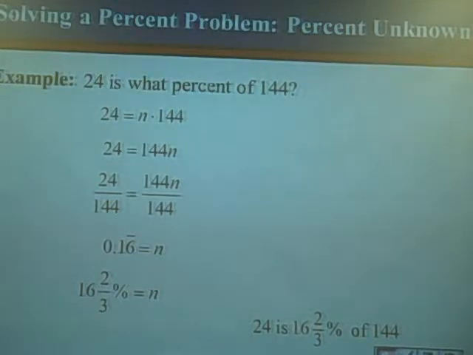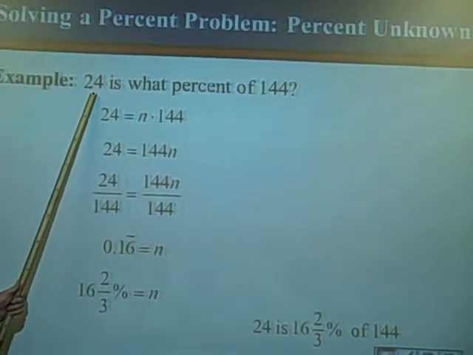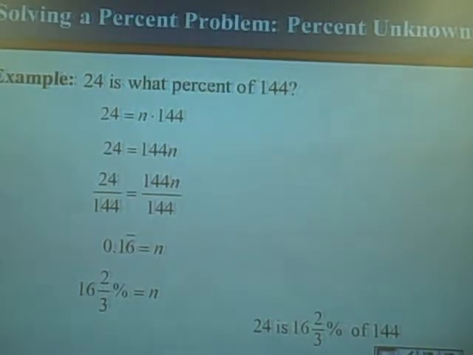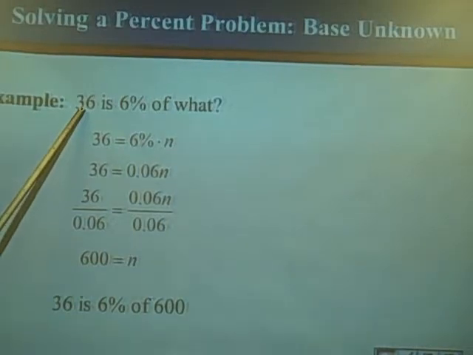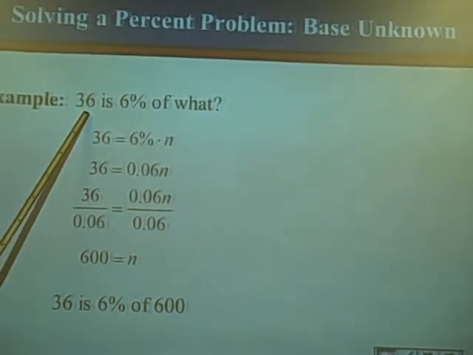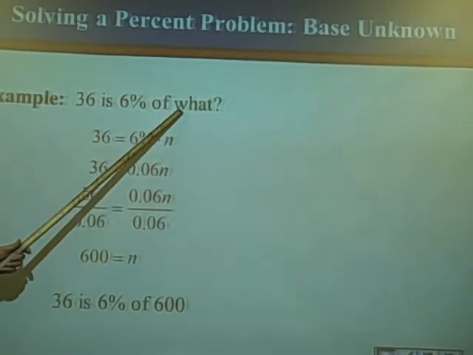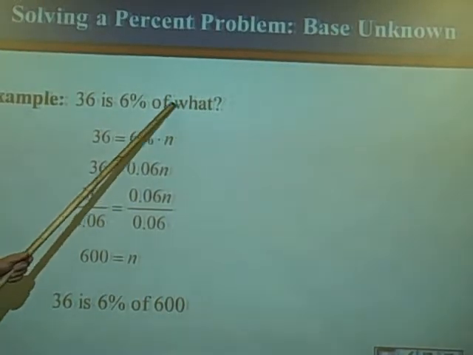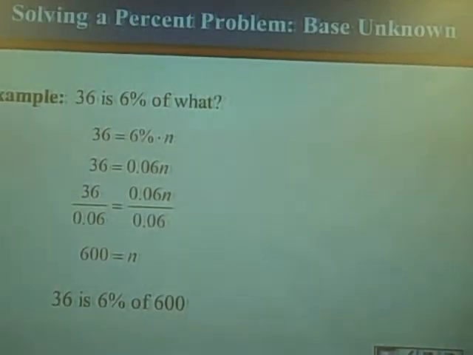See, right here this says 24 is the amount that comes first, is, and then percent of 144. Whereas the one before it, 36, that's the amount, is equals 6%, that's pretty obvious, that's percent. So now we're looking for the base. So it's always in order: amount equals percent times base. So it goes in order of that equation. All right?